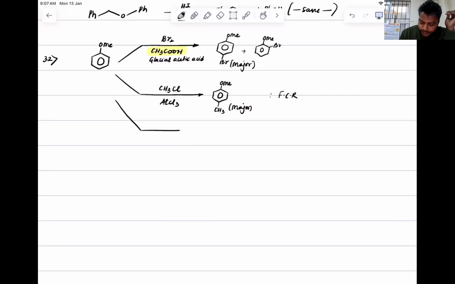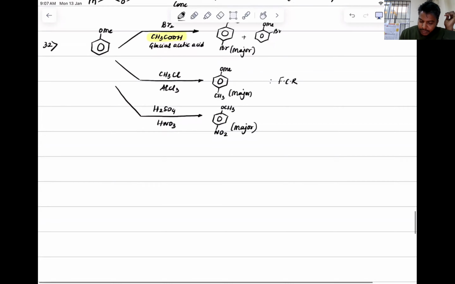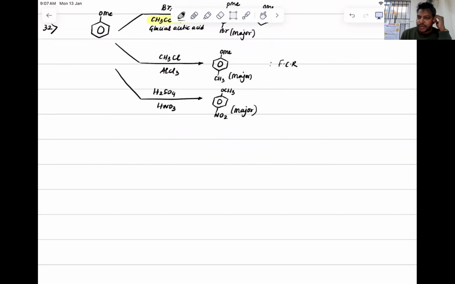Next, in case it is reacted with H2SO4 and HNO3, okay. The minute it is given HNO3, you should understand that it is about nitration. So this is major. Mind you, here also, for all of them, the major product is para. Major product is para.